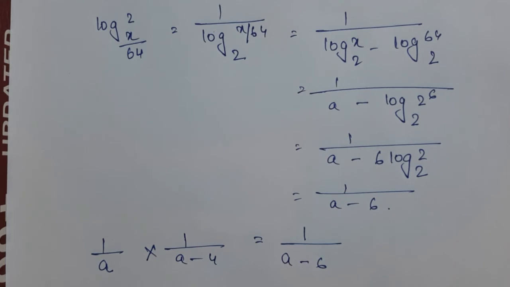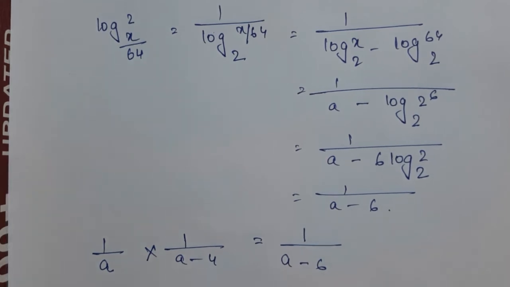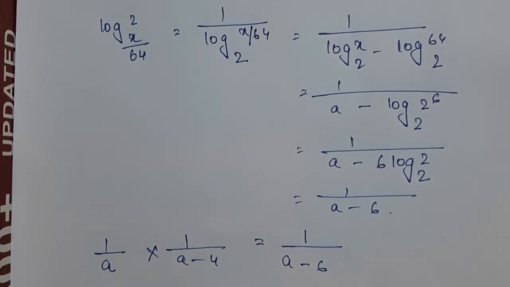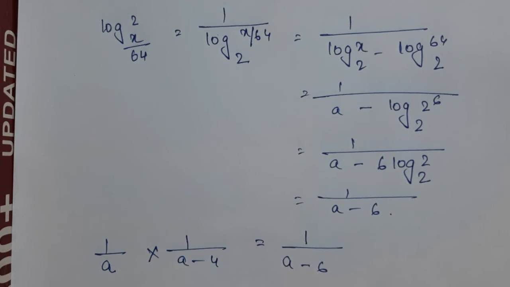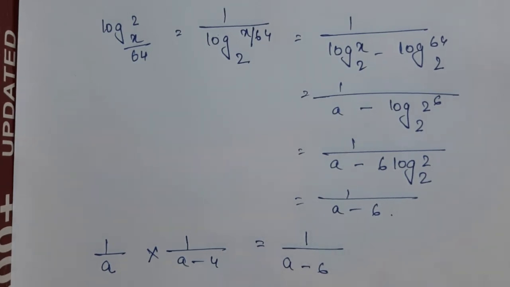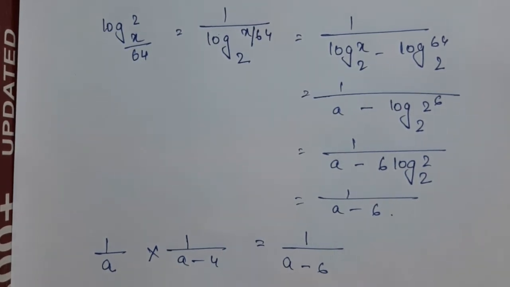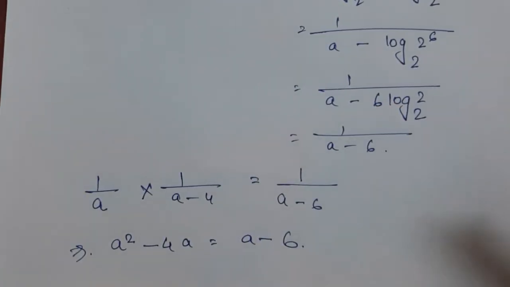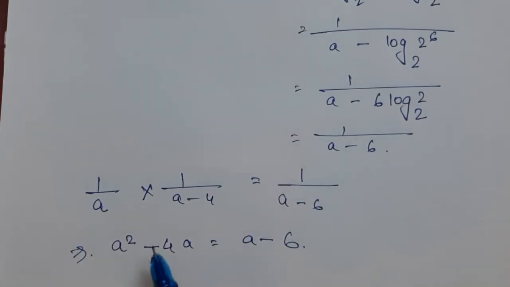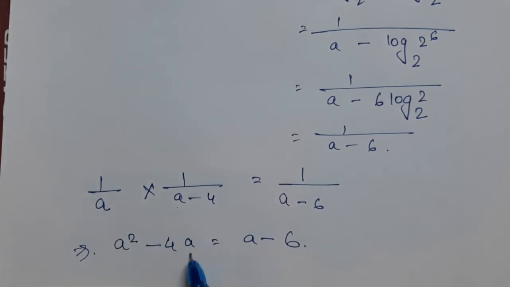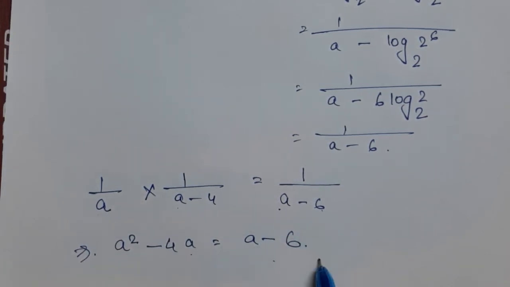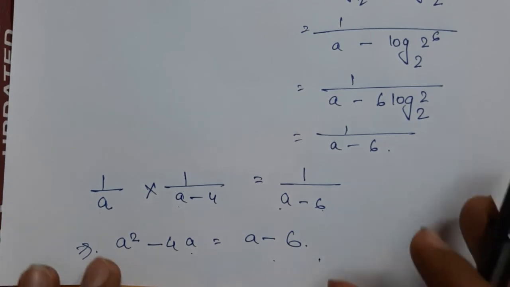If we solve this, it will result as a square minus 4a equal to a minus 6, right? How I have got this, I think you can understand. We have multiplied it and taken the reciprocal. While taking the reciprocal, we get a square minus 4a equal to a minus 6. I think you can understand this, right?